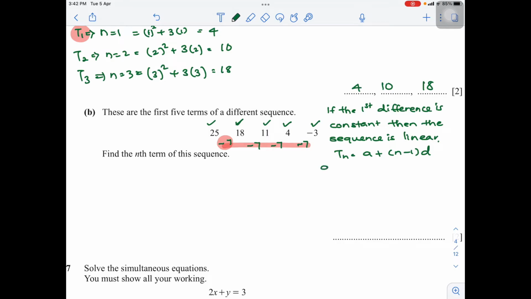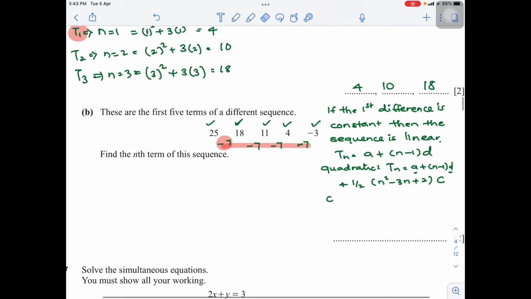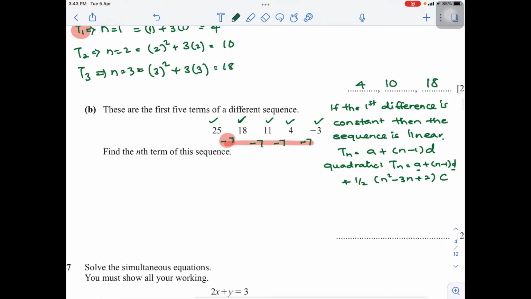I'm just writing down quadratic. Tn equals A plus n minus 1 times D plus half n squared minus 3n plus 2 times C, where A is the first term, D is the first difference, and C is the constant difference. I will explain the first difference when I am teaching that. When the third difference is constant, that is called cubic. If the fourth difference is constant, then it is quartic. So it will help you to identify if it is linear, quadratic, cubic or quartic.